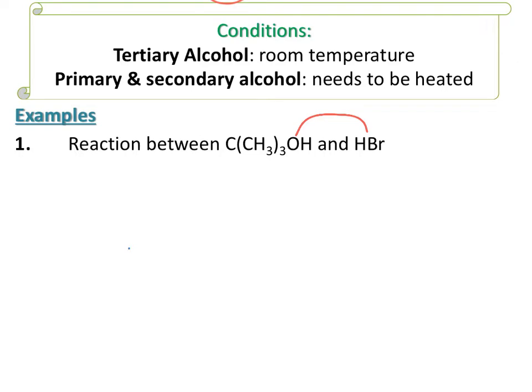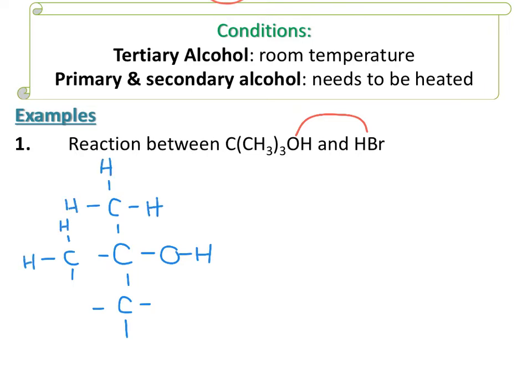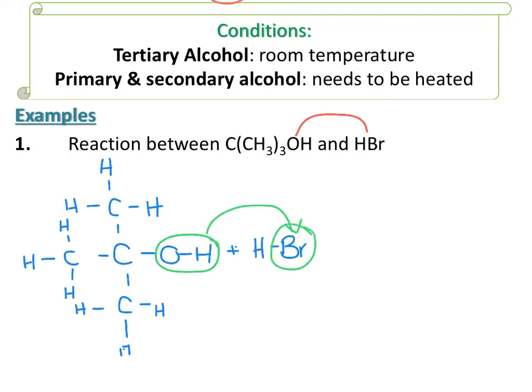C(CH3)3OH, so they're telling us I have a carbon. Attached to that carbon, I have 3 CH3 groups. And then I have the OH. Alright, so they gave us the condensed structural formula. This is a tertiary alcohol. This would happen at room temperature, nice and easy. We're then going to get HBr. What's going to happen here is the OH is going to come off. It's going to swap with the Br. Okay, so we're going to end up with a haloalkane and we're going to end up with water.